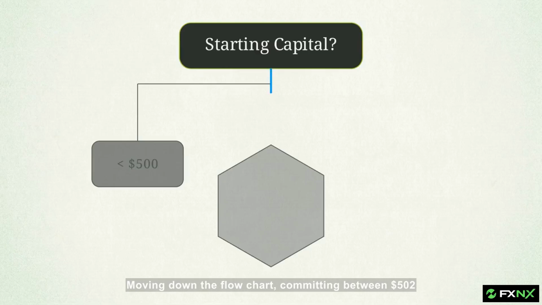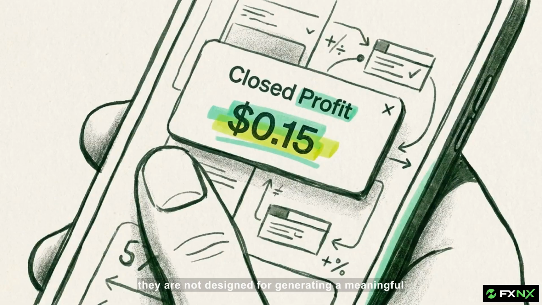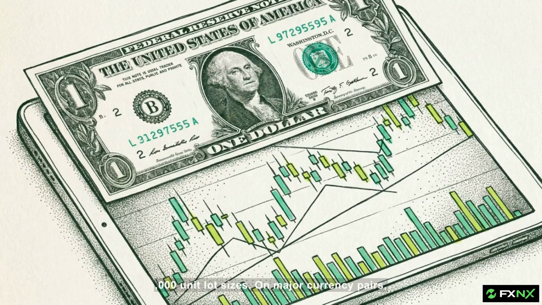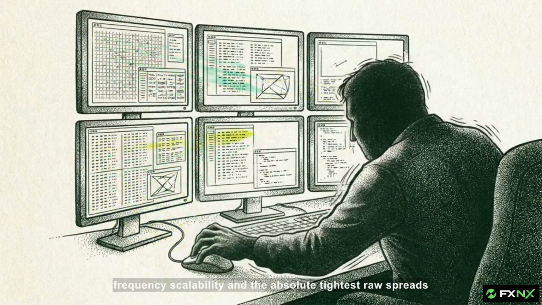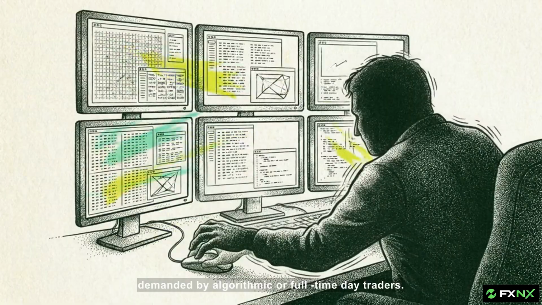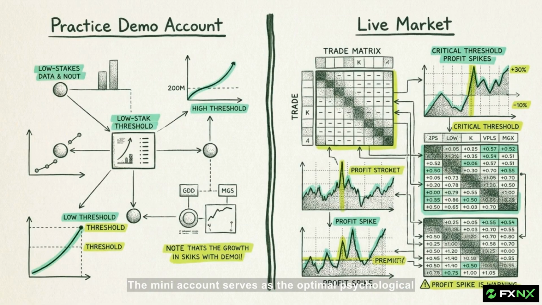Moving down the flowchart, committing between $500 and $2,000 routes you to the Mini tier. Mini accounts step your volume up to 10,000 unit lot sizes. On major currency pairs, this scales your risk and reward to roughly $1 per pip. While balanced, the Mini tier lacks the high-frequency scalability and the absolute tightest raw spreads demanded by algorithmic or full-time day traders. The Mini account serves as the optimal psychological bridge, transitioning you from a demo environment into managing real-world risk.